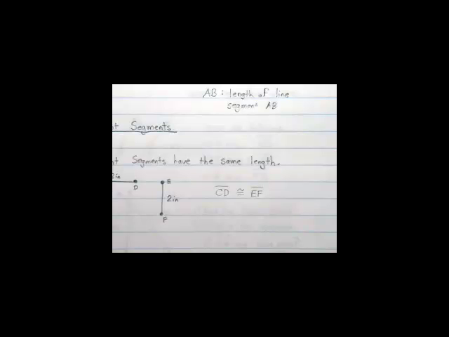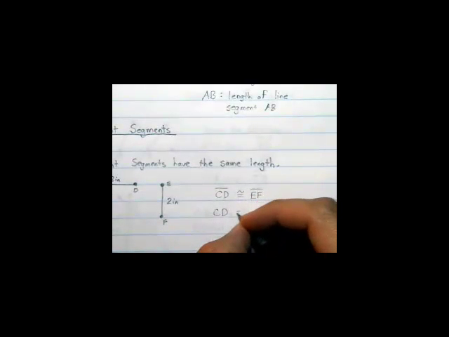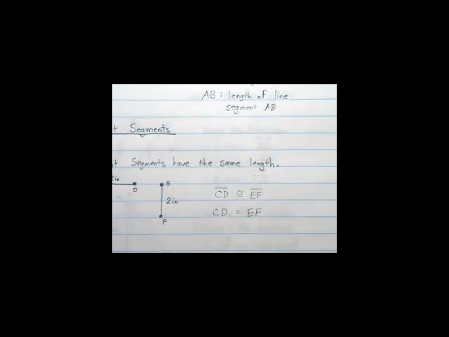So that statement reads, line segment CD is congruent to line segment EF. Now another statement, which is also true, but is not exactly the same thing, would be that the length of CD is equal to the length of EF. So CD is equal to EF. Remember, no bar means length of. So the length of CD is equal, not congruent, equal to the length of EF.